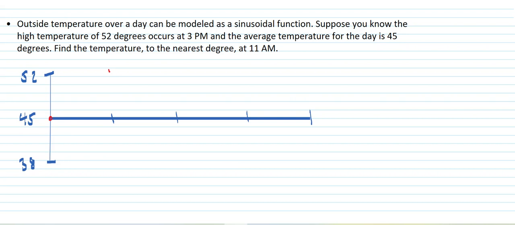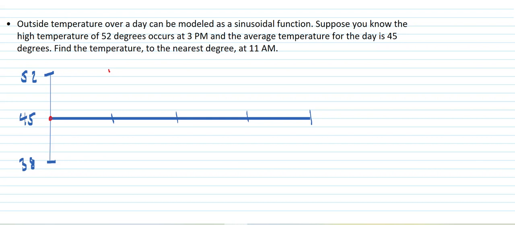In this video, I'm going to be doing problem number 6 from section 6.5's homework. This is an example of a sinusoidal function. The outside temperature over a day can be modeled by a sinusoidal function. Suppose you know that the high temperature of 52 degrees occurs at 3 p.m. and the average temperature for the day is 45 degrees. Find the temperature to the nearest degree at 11 a.m.